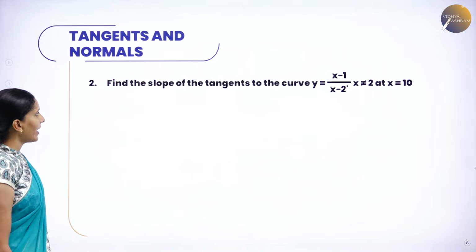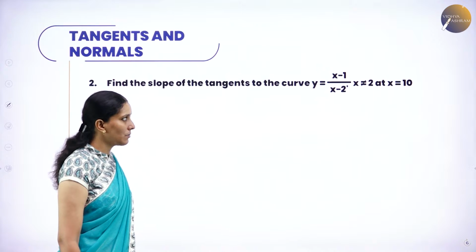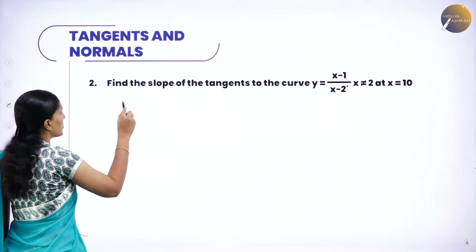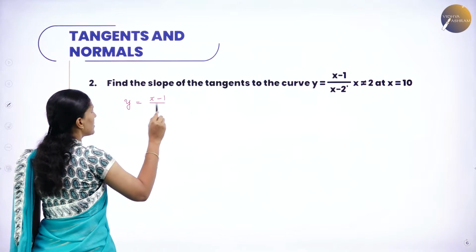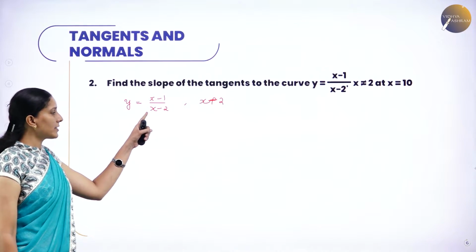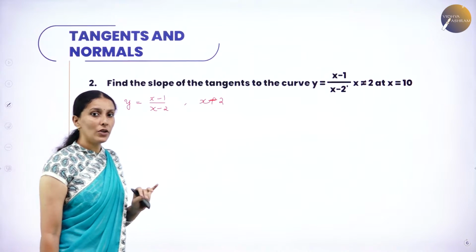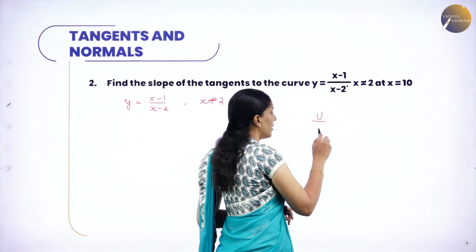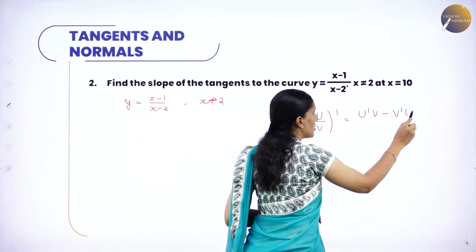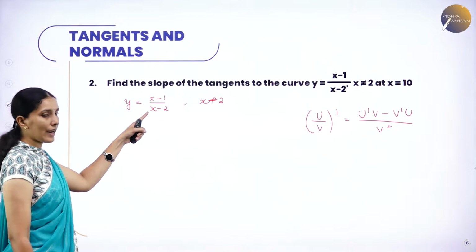Next, find the slope of the tangent to the curve y is equal to x minus 1 divided by x minus 2, x not equal to 2, at x is equal to 10. Here the given function is y is equal to x minus 1 by x minus 2. X is not equal to 2 because whenever x is equal to 2, the denominator becomes 0 and it is not defined. Now this is in quotient form, so let us apply the quotient rule. We get u by v whole dash is equal to u dash v minus v dash u divided by v square.